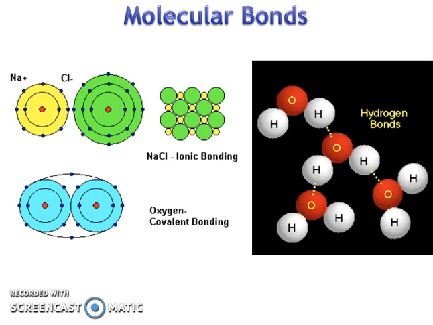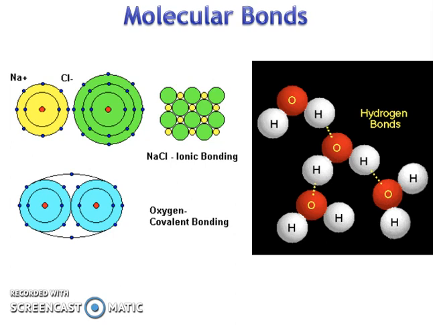Covalent bonds can be single covalent bonds, double covalent bonds, or triple covalent bonds, depending on how many electrons are being shared between the 2 atoms. Because these 2 oxygen atoms are sharing 2 electrons each, this is a double covalent bond. If the atoms were sharing only 1 electron each, then that would be a single covalent bond. We find single covalent bonds in many molecules, including a single covalent bond between oxygen and hydrogen in water.